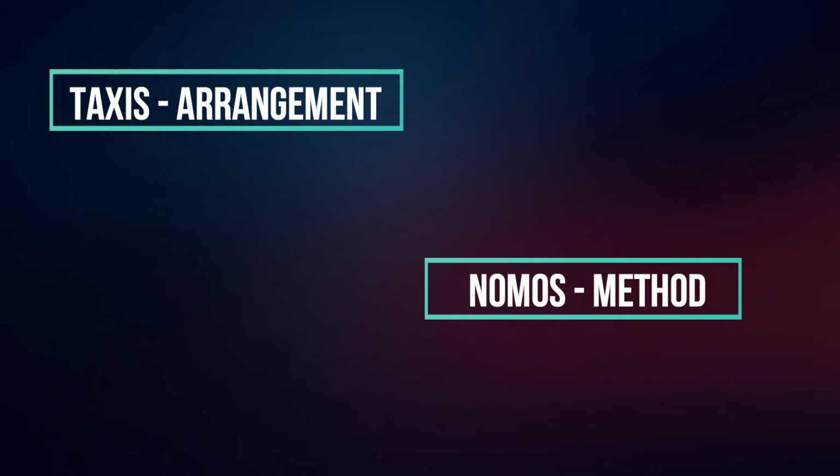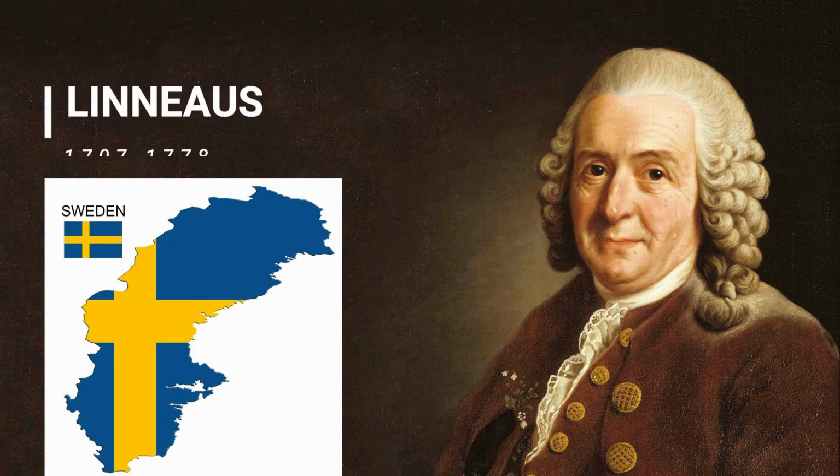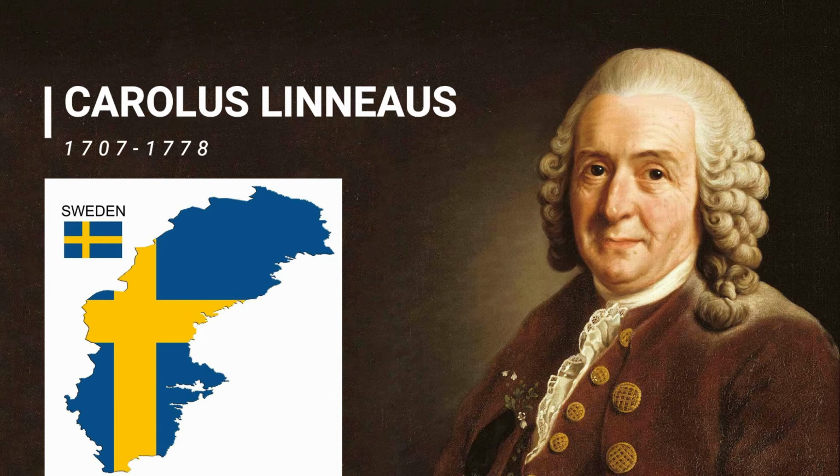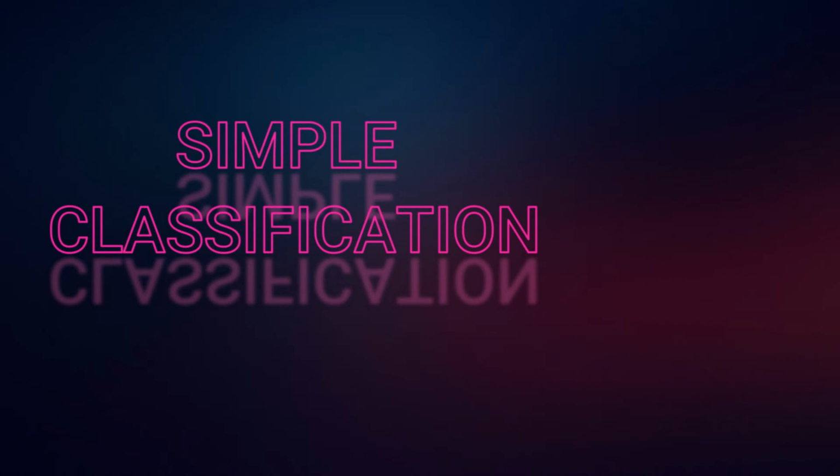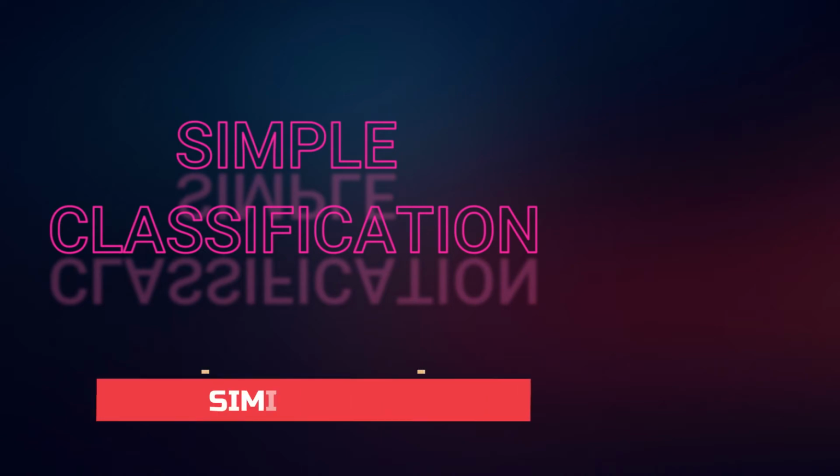So you can say that taxonomy is the method of arrangement. The modern taxonomy was developed by a Swedish taxonomist named Carolus Linnaeus from 1707 to 1778. He used simple classification of organisms based on similar characteristics.